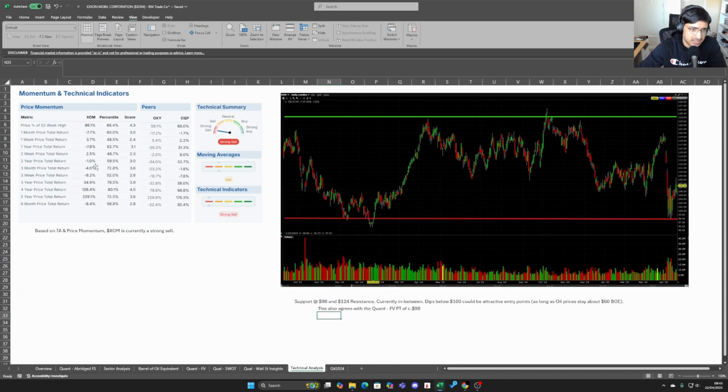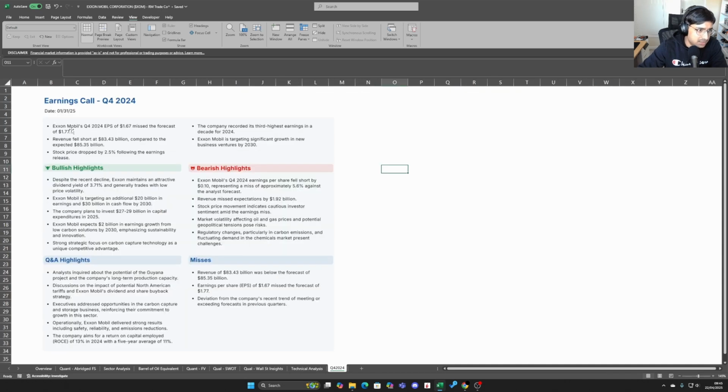And then obviously, if you were to trade it, you want to see the technical analysis perspective. From a price momentum perspective, it's actually a strong sell. And in terms of TA, specifically looking at resistance and support levels, it's in no man's land in the middle. Before I do that, you can see the latest earnings call report here, summarizing everything: the bullish highlights, bearish highlights, and then misses and Q&A highlights.